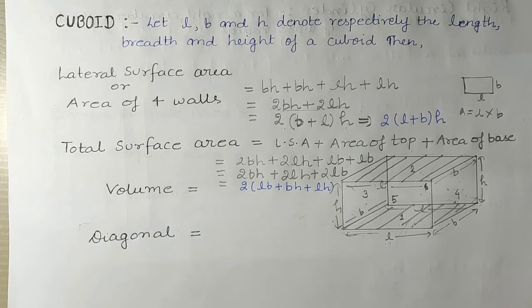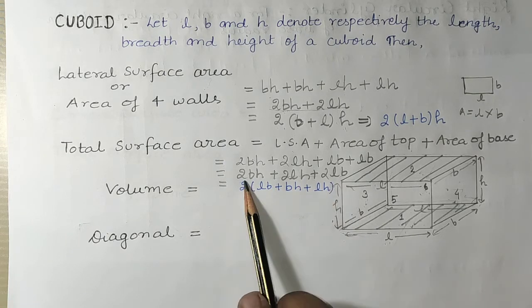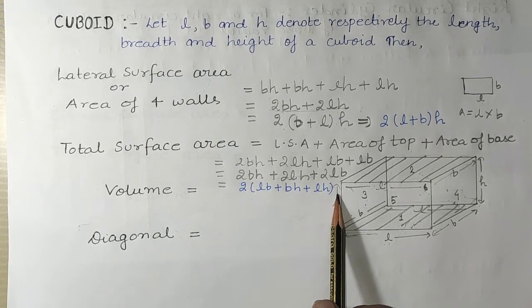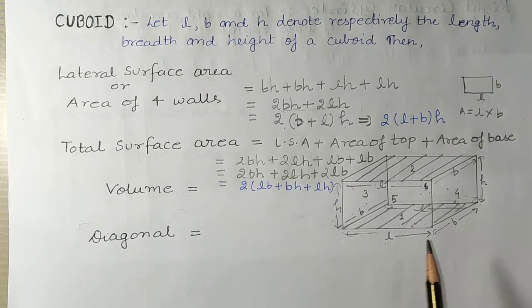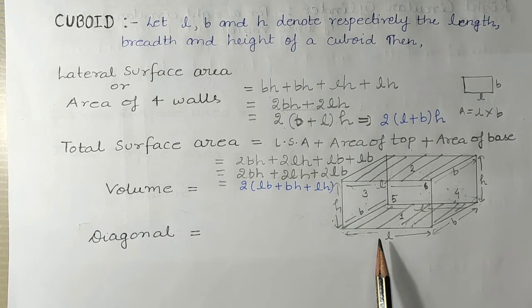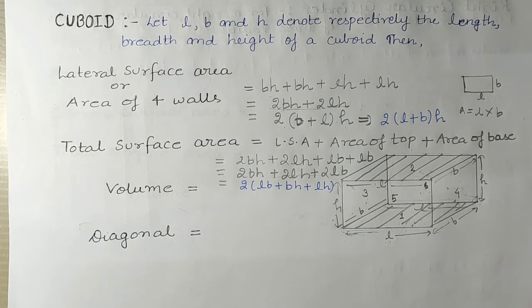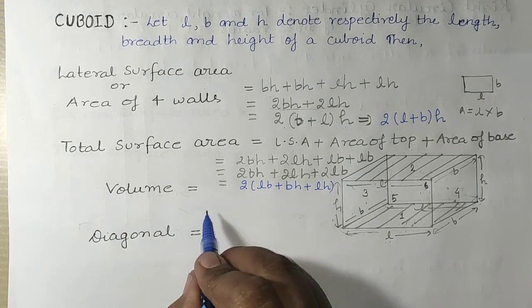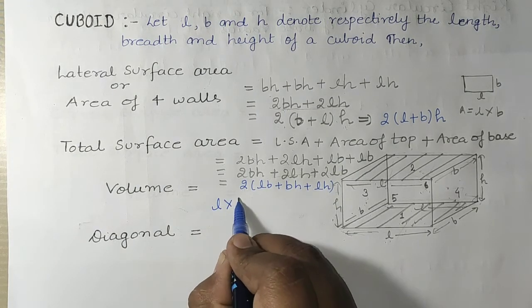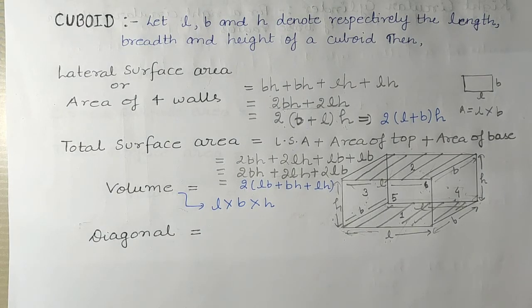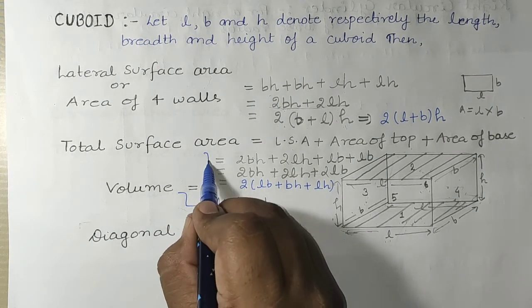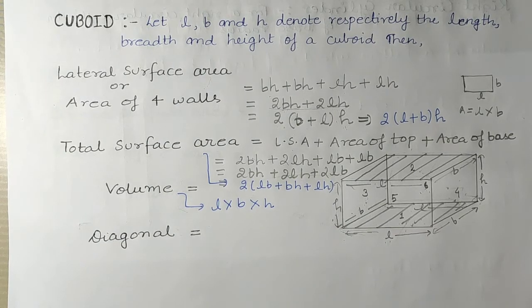Total surface area of cuboid is what? 2 into LB plus BH plus LH. I have just written the above line in proper order. Now what is the volume of cuboid? As we all know, the volume of cuboid is just the multiplication of all 3 dimensions, that is length into breadth into height, that is L into B into H. This is the volume of cuboid and this is the total surface area of cuboid.